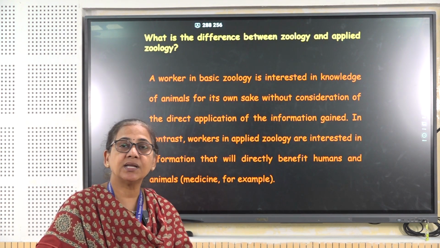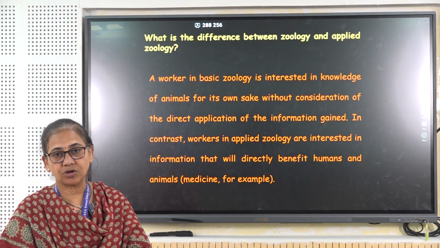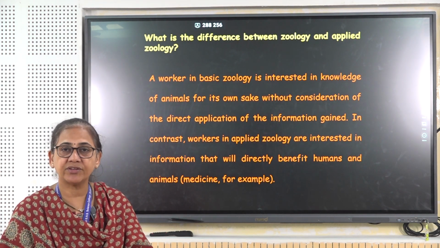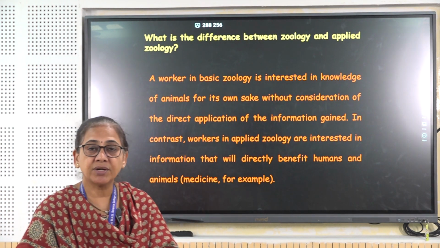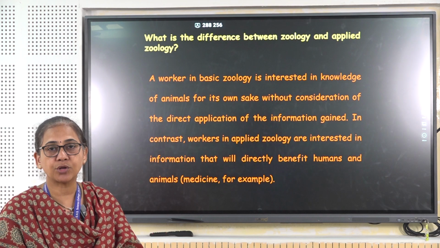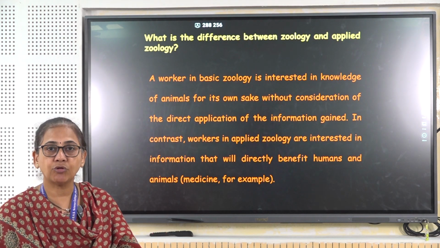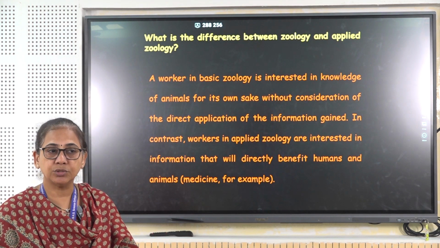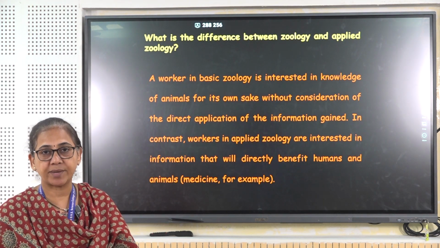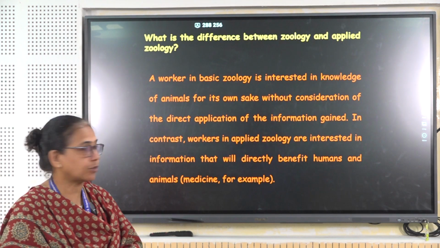In zoology we learn about different types of animals, their physiology, their biology, their various processes, their life cycle, everything related to animals. But when we apply the knowledge that we gain from pure zoology for getting money out of it or for making useful use of those animals for the benefit of mankind, then it is known as applied zoology.